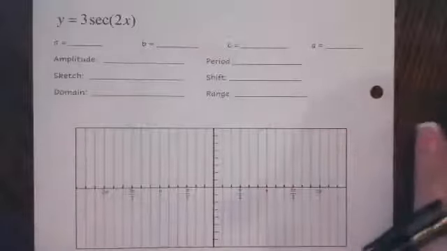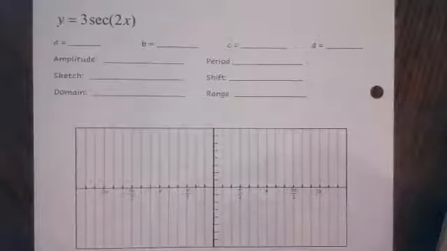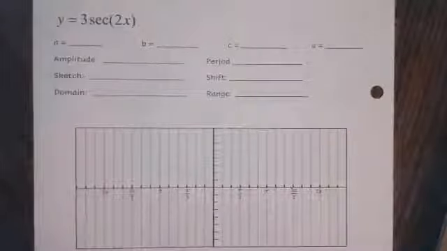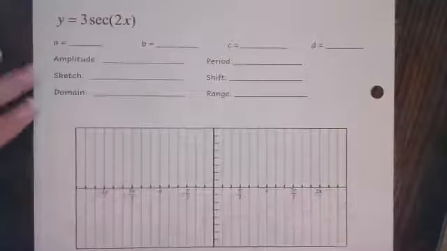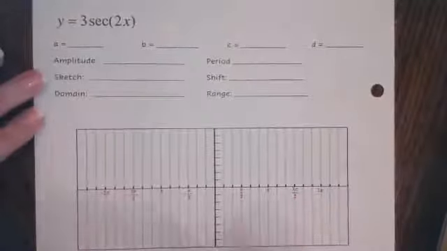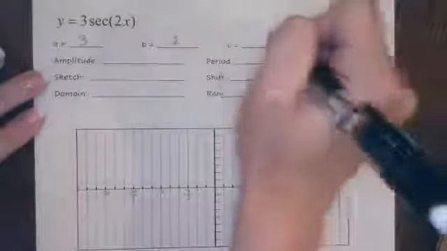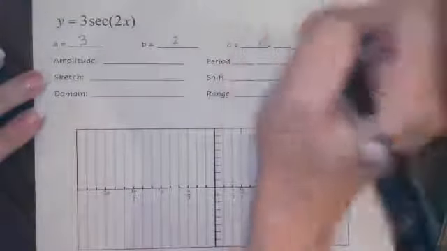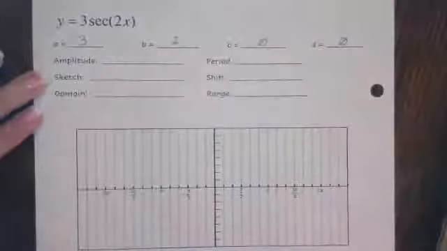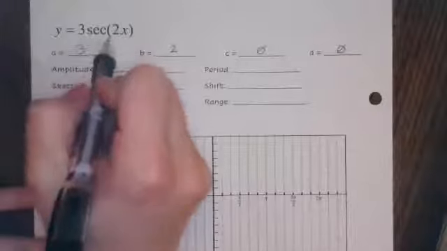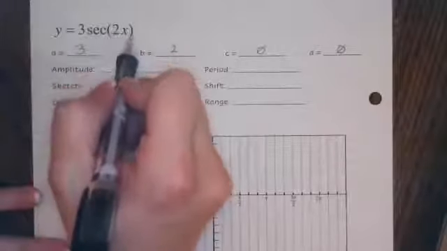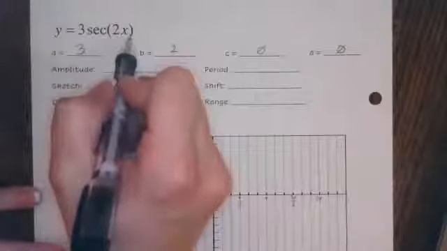All right, we're going to start pretty easy on this one here. It tells us y equals 3 secant of 2x. So first, let's start by answering the questions here. A would be 3, our B value would be 2, our C value, there is none, and our D value, there is none of that one either. Remember, A is the one in the front, B would be right up front here, which is the 2. C is when we're adding or subtracting on the inside here, and D is when we're adding or subtracting at the end.